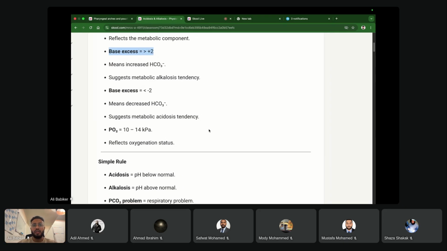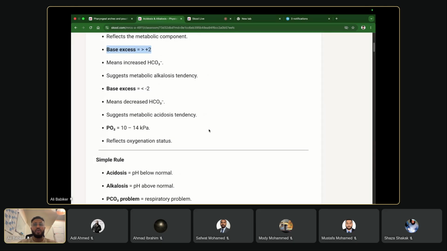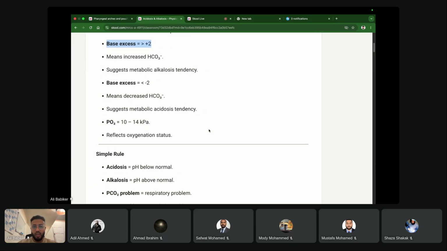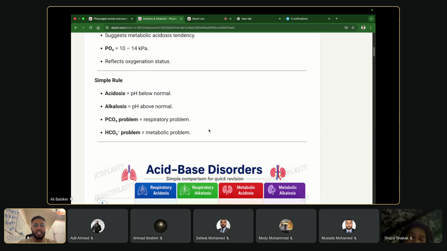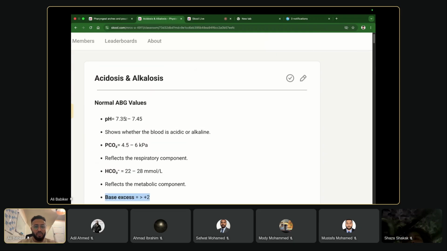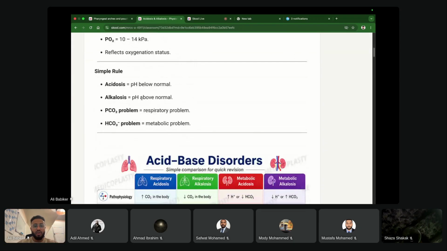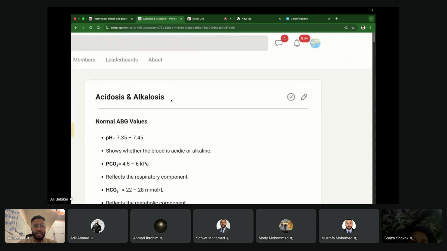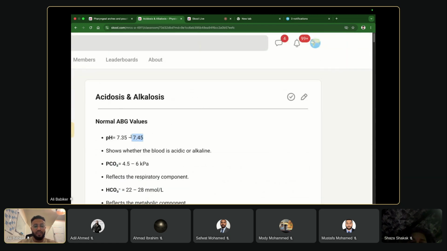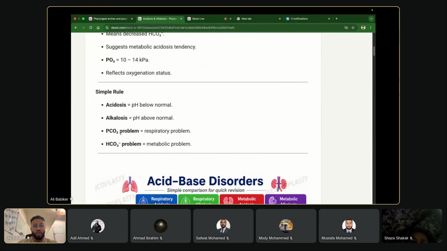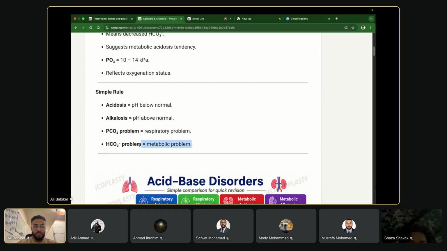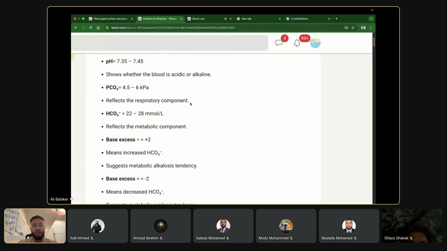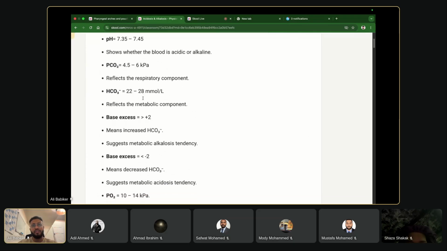Very important for your MRCS exam, very crucial. Simple rule: acidosis means pH is low, lower than 7.35. Alkalosis means pH is above normal, above 7.45. A PCO2 problem is usually a respiratory problem. An HCO3 problem is usually a metabolic problem. And this is how you know the normal references for each one.